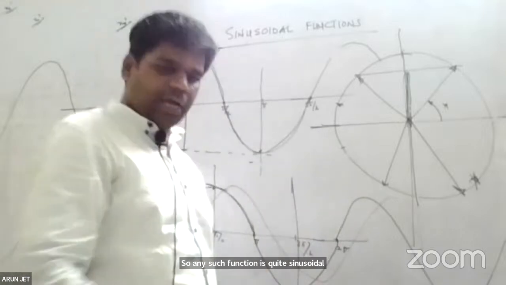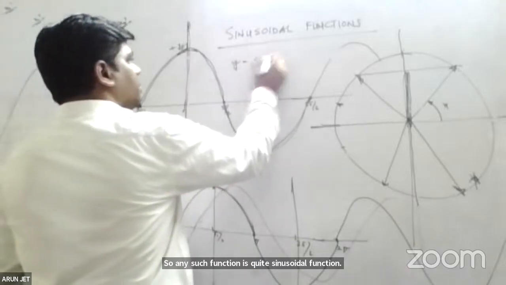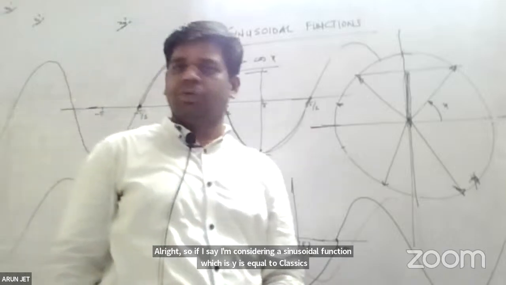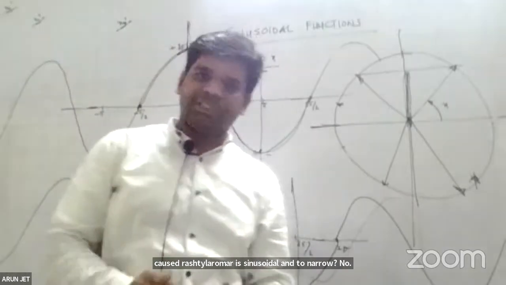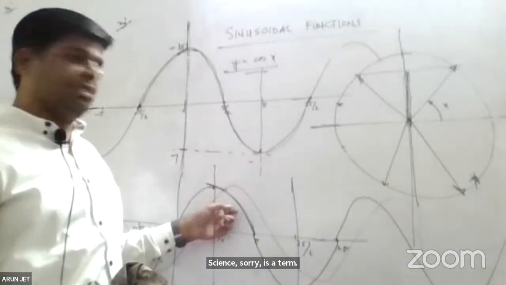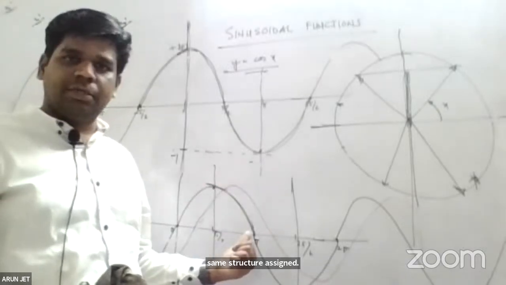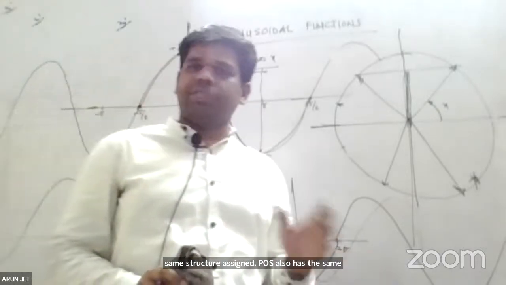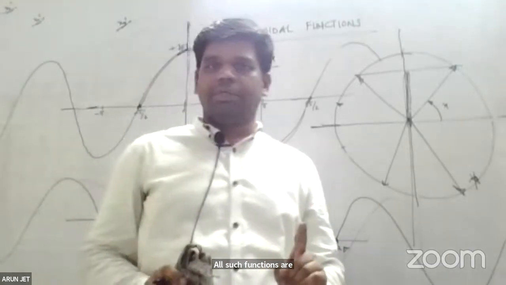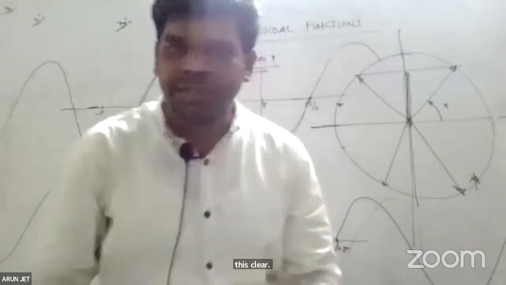All right. So if I say I'm considering a sinusoidal function which is y is equal to cos x, why are you writing cos and calling it sinusoidal? No, sinusoidal is a term for functions which have the same structure as sine. Cos also has the same structure as sine, or any shifted form of sine has the same structure. All such functions are called sinusoidal functions. Is this clear, students?